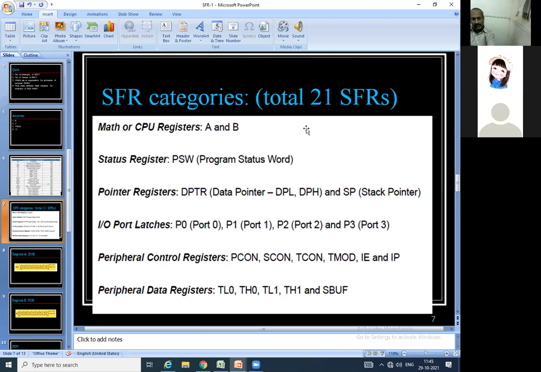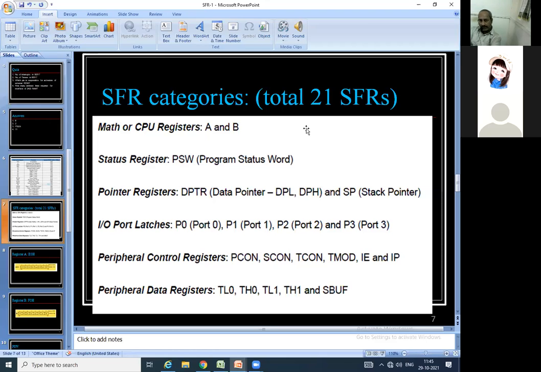A also stands for the accumulator. A and B are two registers whose capacity is 8 bits. Always remember that the capacity, or the size of that register, is also very important. Then the next one is the status register. It is the PSW, that is program status word. The size of this particular register is also 8 bits.